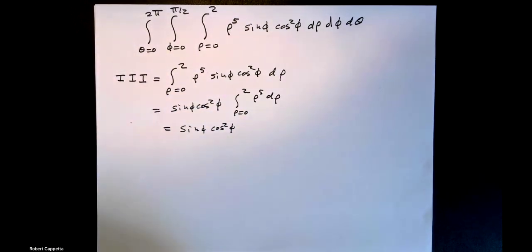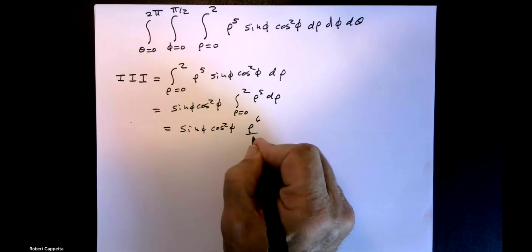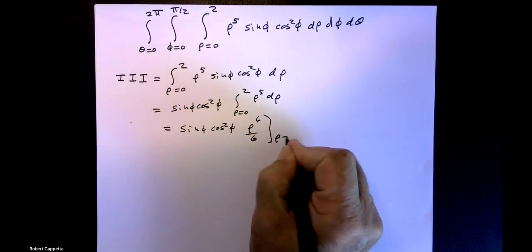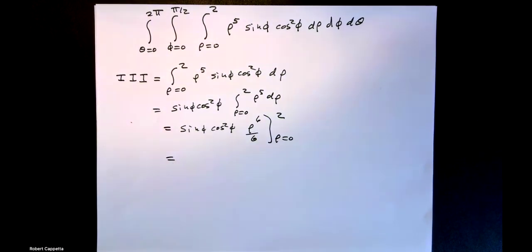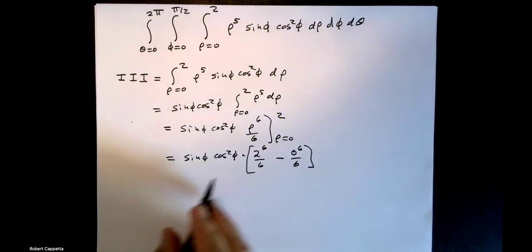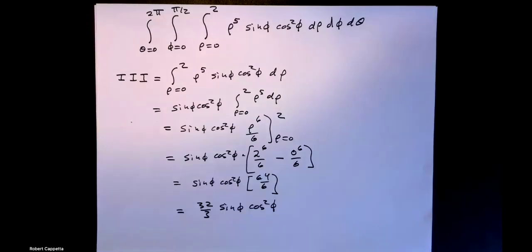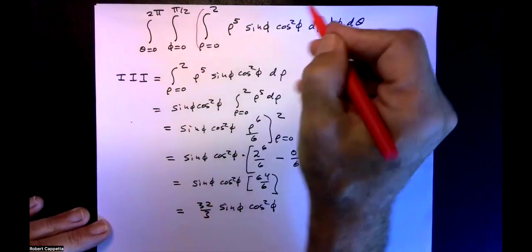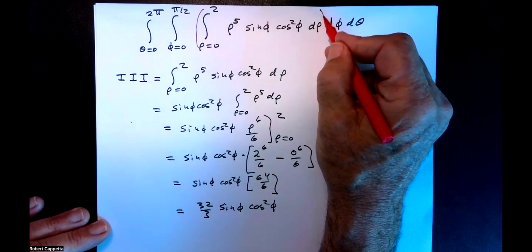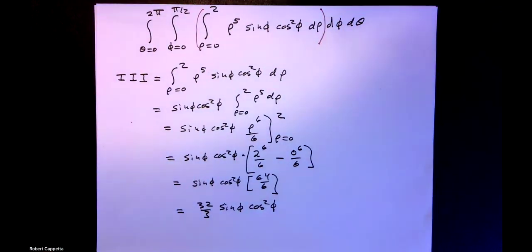The antiderivative of rho to the 5th would be rho to the 6th over 6, evaluated as rho goes from 0 to 2, which gives me sine phi cos squared phi times 2 to the 6th over 6 minus 0 over 6. 2 to the 6th is 64. Then reducing that fraction, we conclude our innermost integral, and this is the result. So now we're going to move that in as our innermost integral, from here to here.